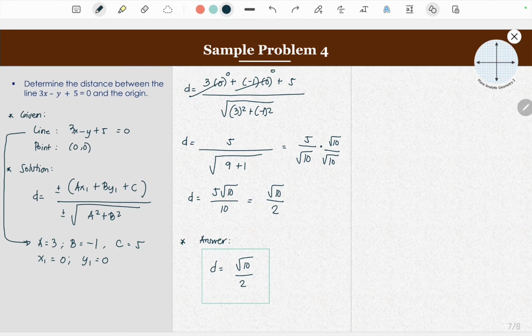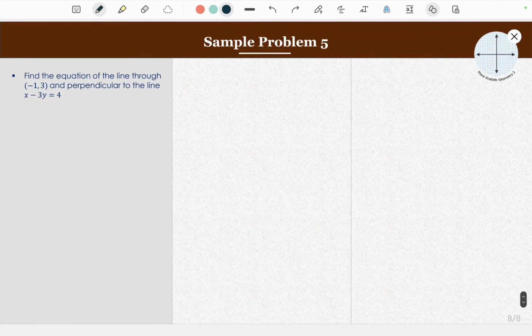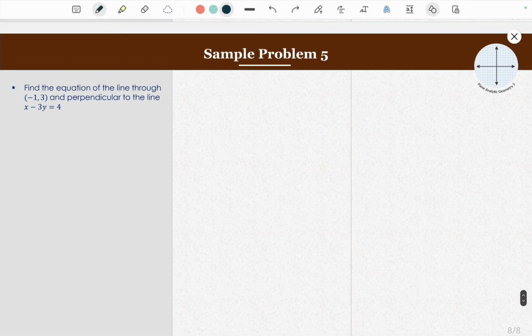So let's proceed to problem 5. For sample problem 5, we have: find the equation of the line through (-1, 3) and perpendicular to the line x - 3y = 4. So this problem is the same as problem 4. We have here a given line, and we need to find the equation of the line which is perpendicular to this line. So again, we will use point-slope form.